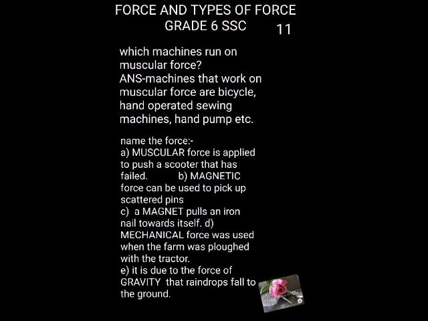Name the force. Muscular force is applied to push a scooter that has failed. Magnetic force can be used to pick up scattered pins. A magnet pulls an iron nail towards itself. Mechanical force was used when the farm was ploughed with the tractor. It is due to the force of gravity that raindrops fall to the ground.